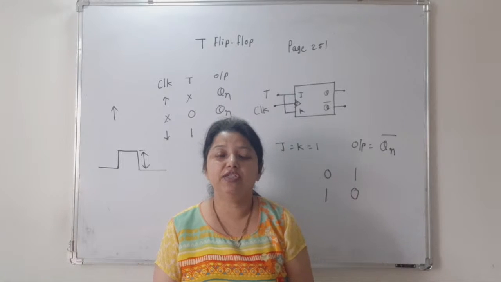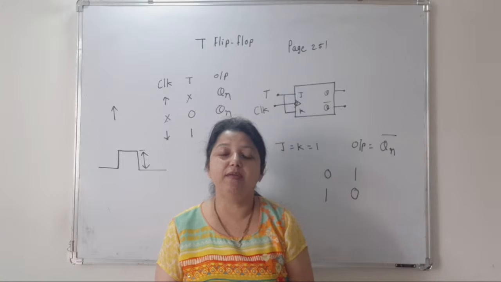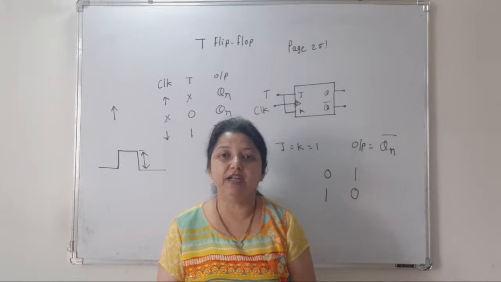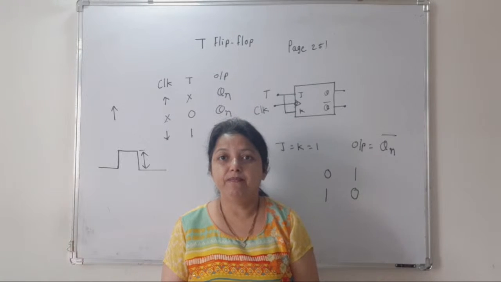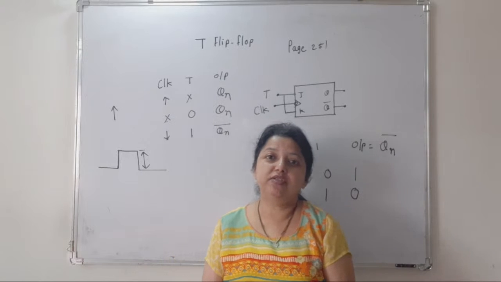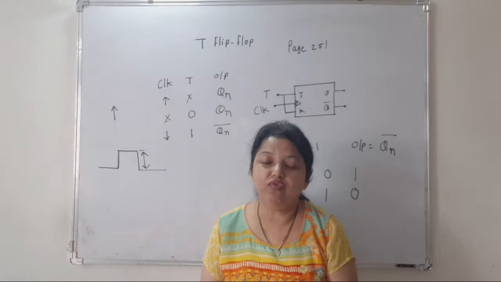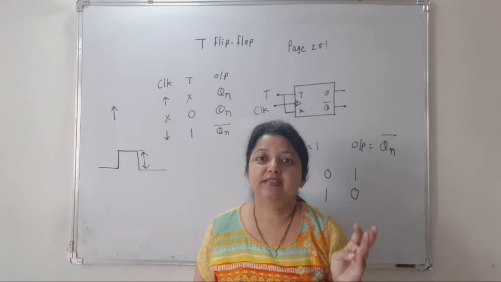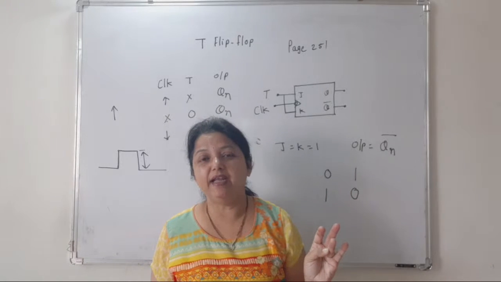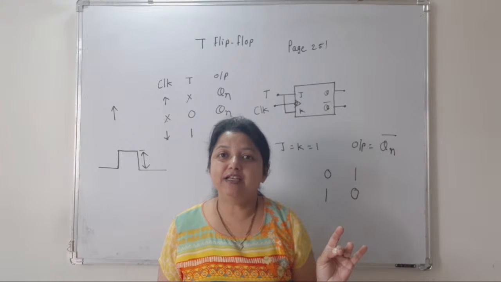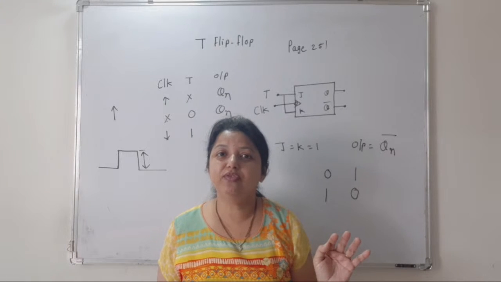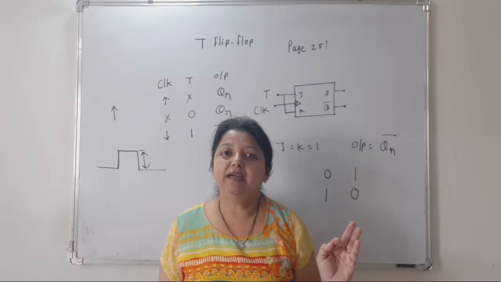First, in the introduction of this chapter, we studied about 1-bit memory cell. After that, symmetric clock and asymmetric clock and definition of flip-flop. Okay. After that, we start with RS flip-flop with NOR gate. Second, RS flip-flop with NAND gate. Third one, clocked RS flip-flop. Fourth one, D flip-flop.